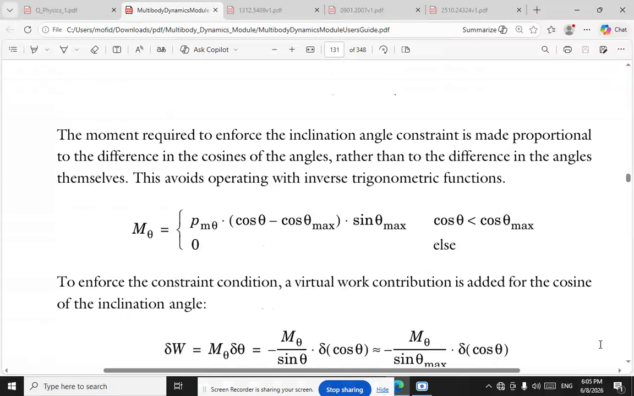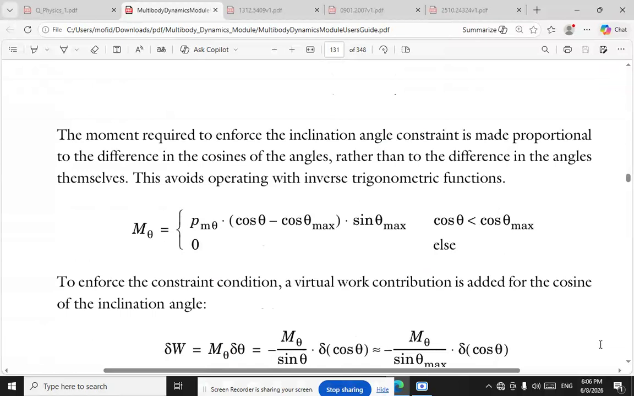The moment required to enforce the inclination angle constraint is made proportional to the difference in the cosines of the angles rather than to the difference in the angles themselves. This avoids operating with inverse trigonometric functions. M_theta is equal to P_m theta multiplied by (cosine theta minus cosine theta maximum) multiplied by sine theta maximum when cosine theta is less than cosine theta maximum. Otherwise, we have zero.